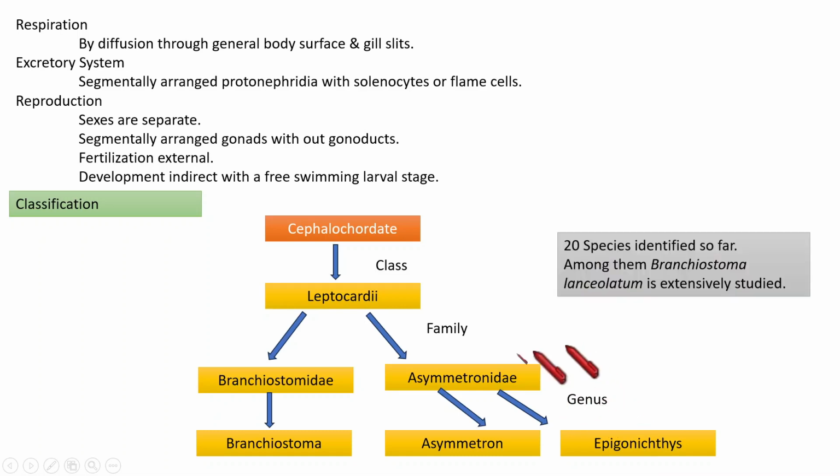Then how many species have been identified so far? So far 20 species are identified. And among the identified 20 species, the extensively studied one is Branchiostoma lanceolatum. That's the one that we are going to learn in detail. About that species, Branchiostoma lanceolatum, the extensively studied organism, we will learn in the next section.